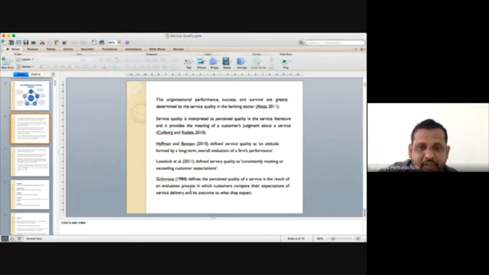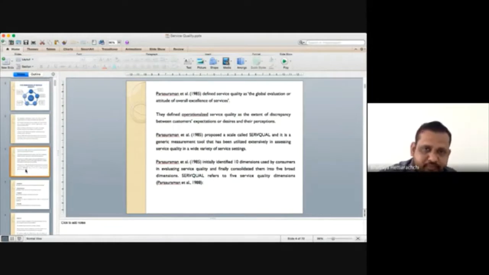And then even the other research, Ron Bruce, says that the perceived quality of a service is the result of an evaluation process. So the customer will evaluate how he is being served, and compare their expectations to the service delivery and its outcome. So it's a match between what is expected and what is delivered. Then we come to the research that we are going to talk about in the next class.